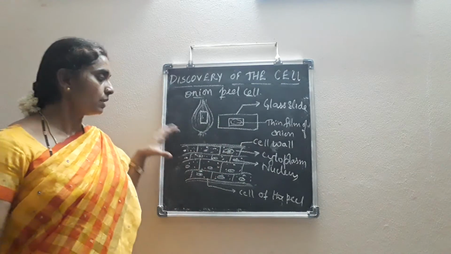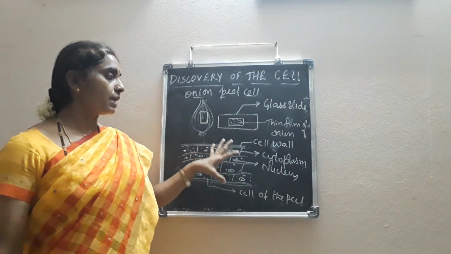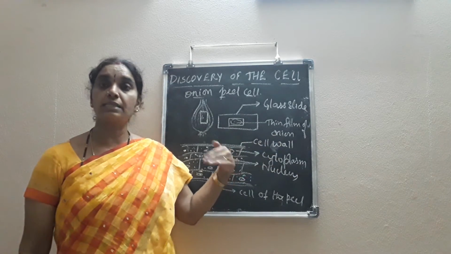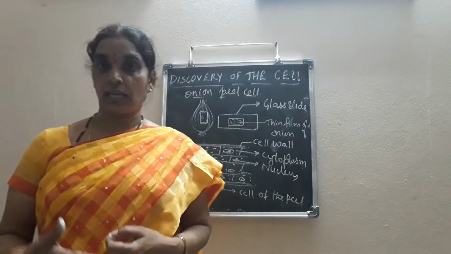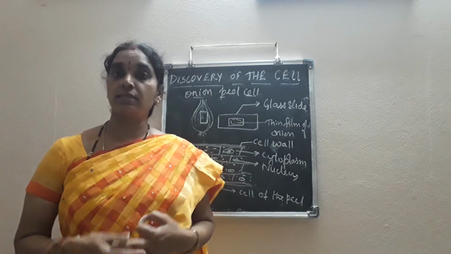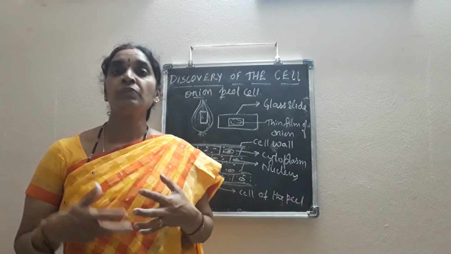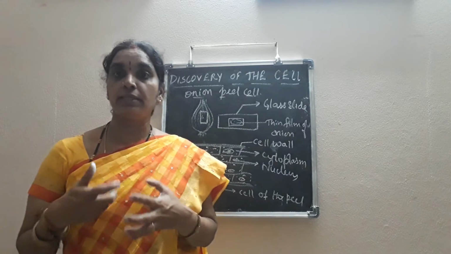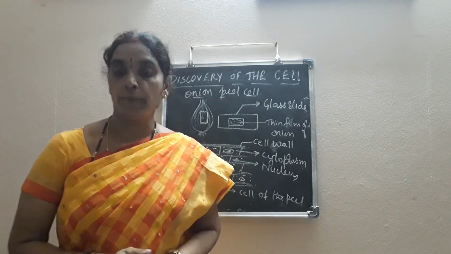Is it clear, children? So this is about the onion peel cell. You can see that there is a cell wall, and inside it there is a cell membrane. It's covered by the cell wall. What is the function of the cell wall? In every plant there is a cell wall that protects the plant and gives it rigidity.